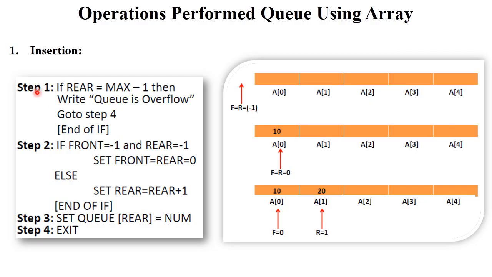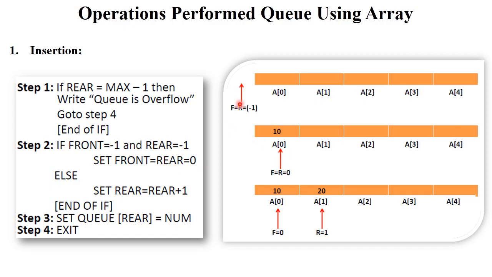Clear? So the first step is to check whether rear equals max minus 1. Suppose a total of 5 elements are all stored, from A of 0 to A of 4. Now you can't perform the insertion operation here because the queue is overflow. So before insertion, you need to check whether the queue is overflow or underflow. Next, the second step: if front equals -1 and rear equals -1, then set front equal to rear equal to 0.